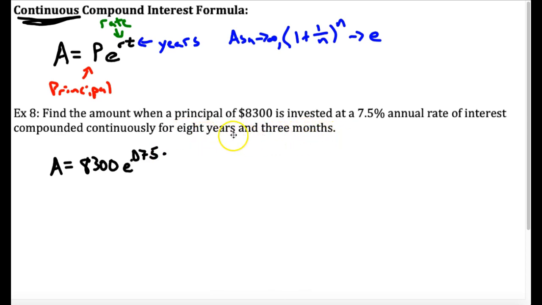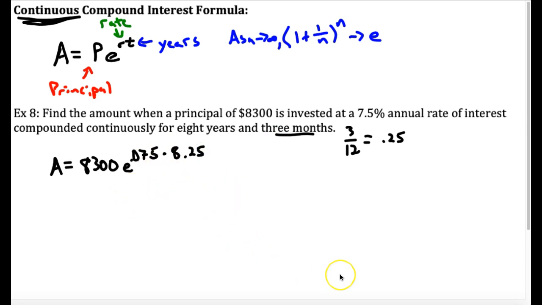How would I write 8 years and 3 months as a decimal? Okay, well, 3 months would be 3/12 of a year, right? So 3 months we can think of as 3/12, which if I divide 3 divided by 12, that's the same as 0.25. So 8 years and 3 months we can say is the same as 8.25 years.